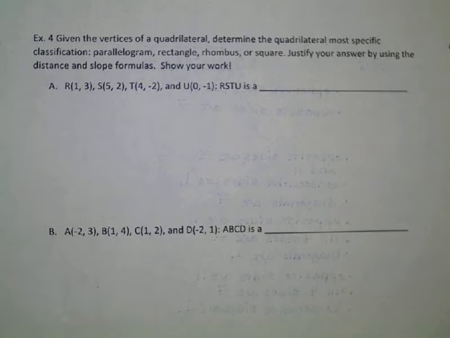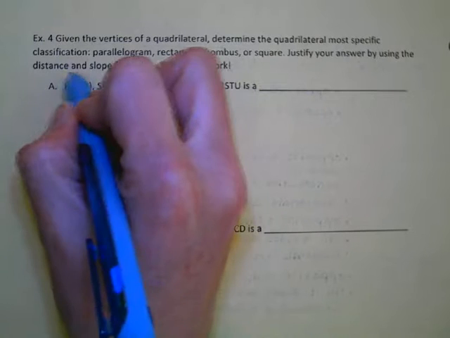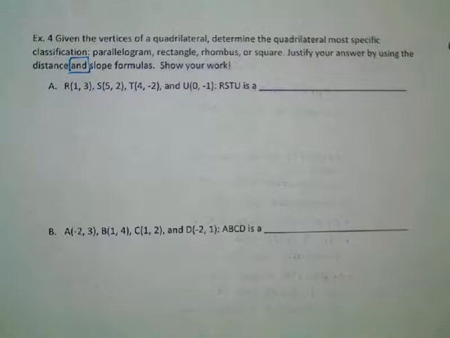Okay, we are looking at the back side of Unit 8, Day 2, Proving Quadrilaterals or Proving Polygons. In this section, it says, given the vertices of a quadrilateral, determine the quadrilateral's most specific classification: parallelogram, rectangle, rhombus, or square. Justify your answer by using distance and slope formulas. Show your work. So the big key here is there's a lot of work to show because they want the distance formula and the slope formulas.